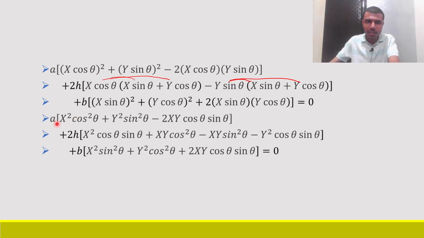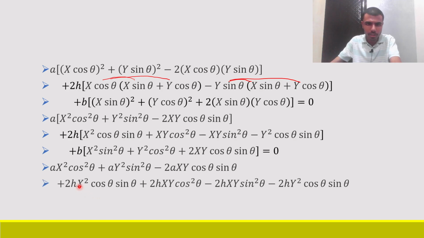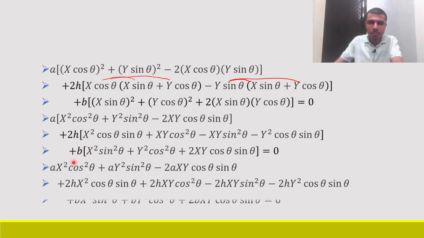Fine. Now let's multiply. A will get multiplied to all these 3 terms, 2h will get multiplied to all the 4 terms, and b will get multiplied to all these 3 terms. So that's what I'm going to get. Ax square cos square theta, ay square sin square theta, minus 2axy cos theta sin theta, likewise 2hx square cos theta sin theta, 2hxy cos square theta. And b also, fine, b will also get multiplied to these.